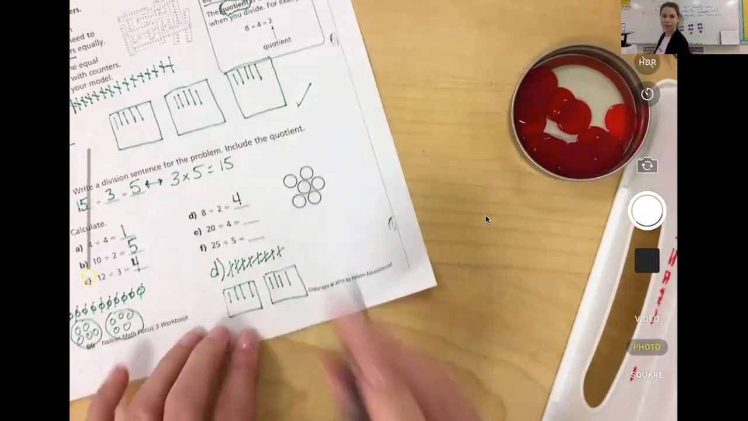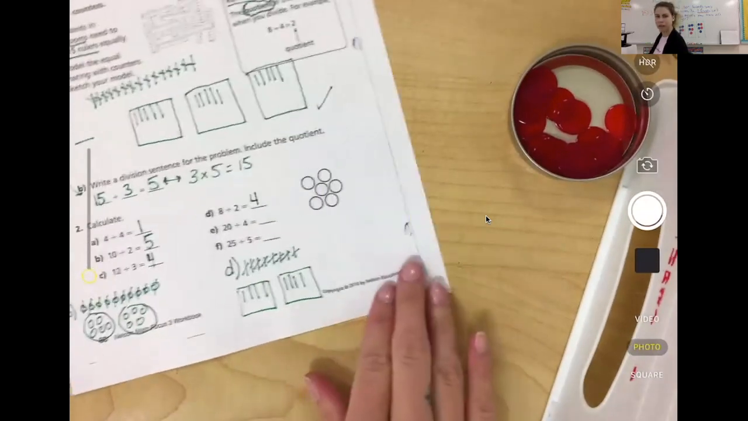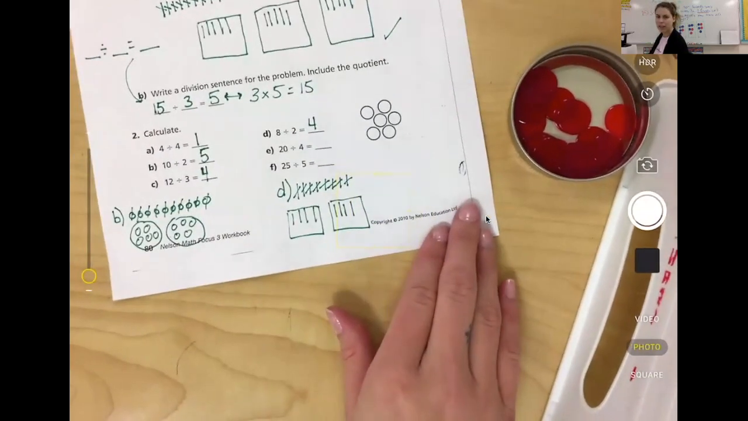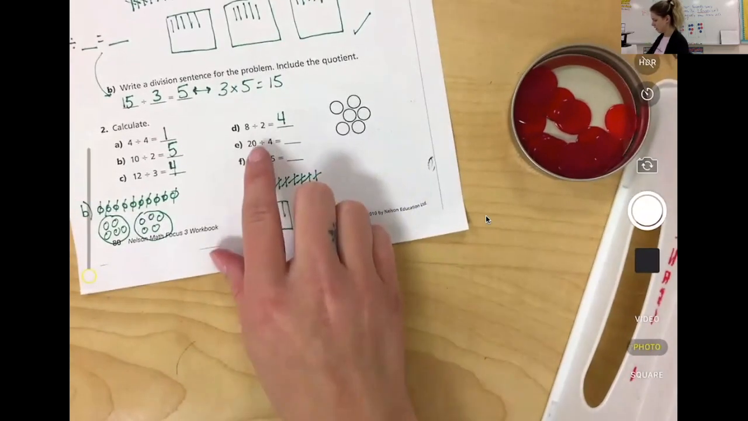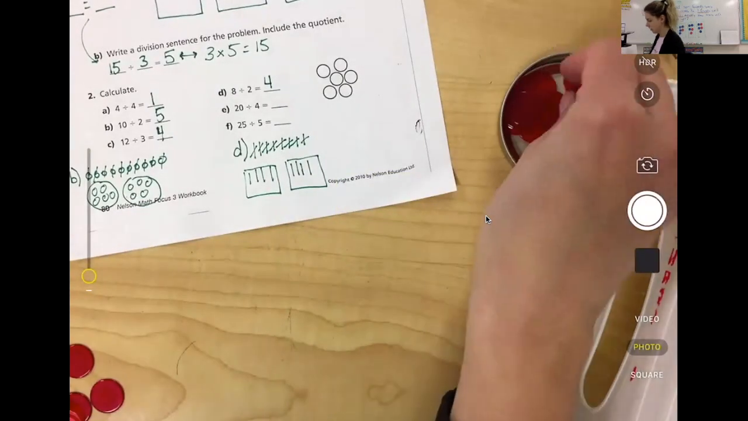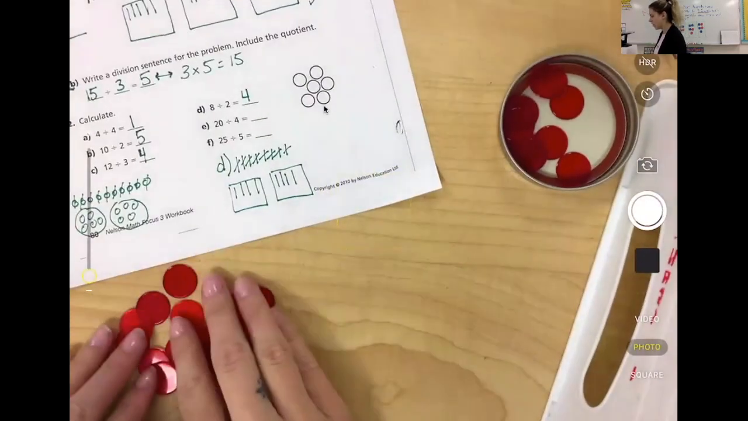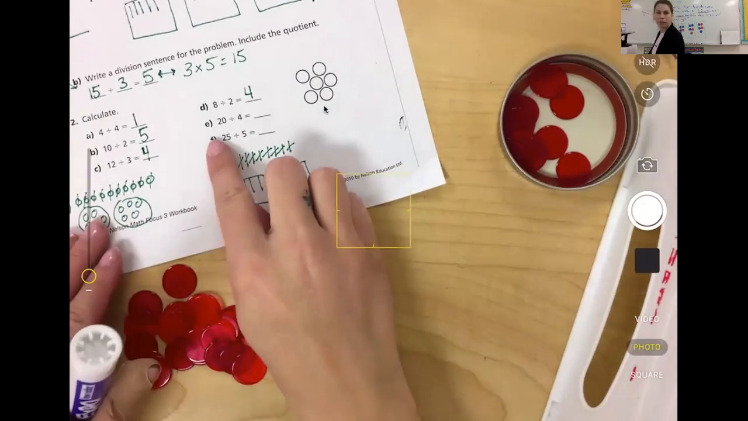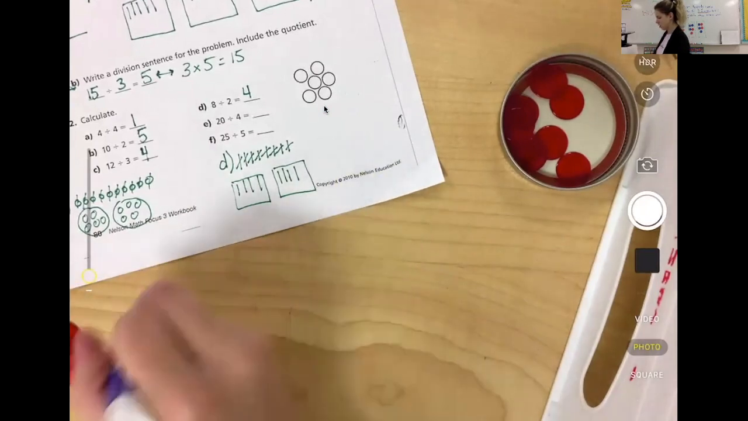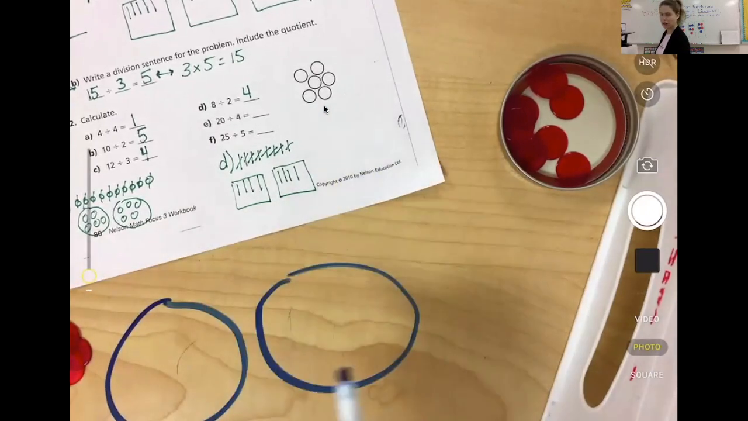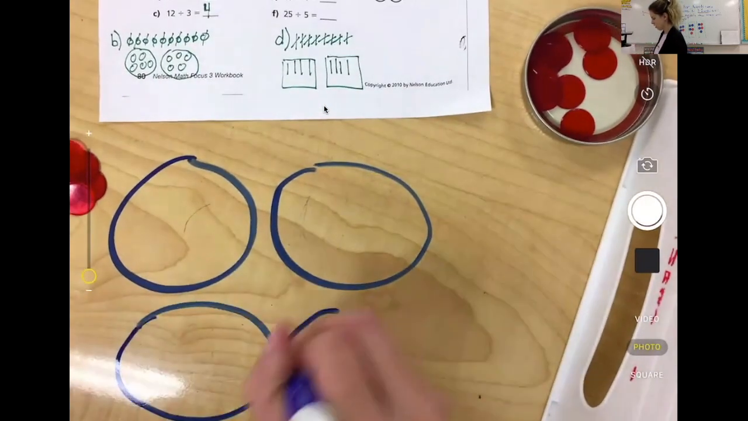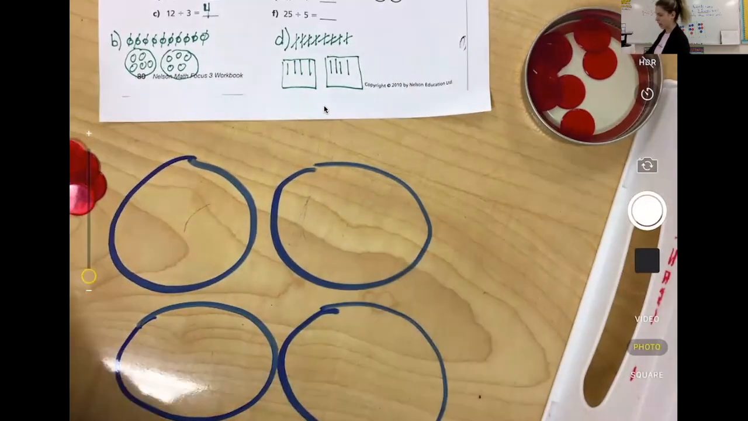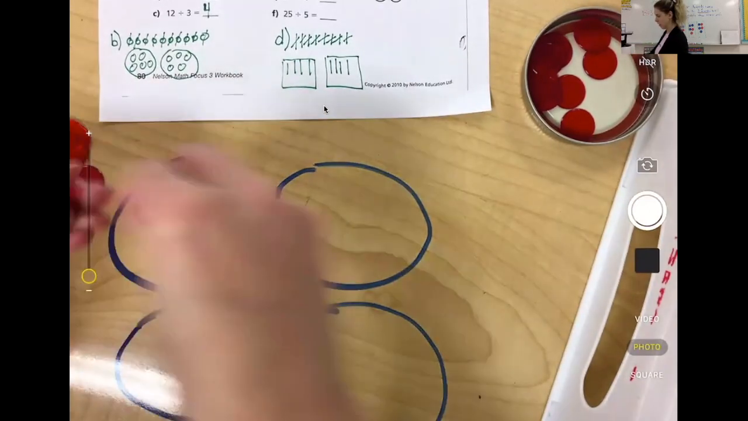Okay, now I have even more. I have 20 in my group, and I'm dividing the 20 by 4. Okay, so I have 20 counters, and I'm dividing them into 4 equal groups. 1, 2, 3, 4. Okay, same as every other time, 1 per group until I run out.